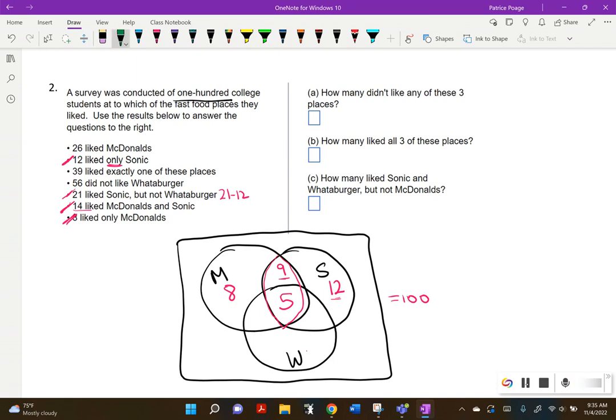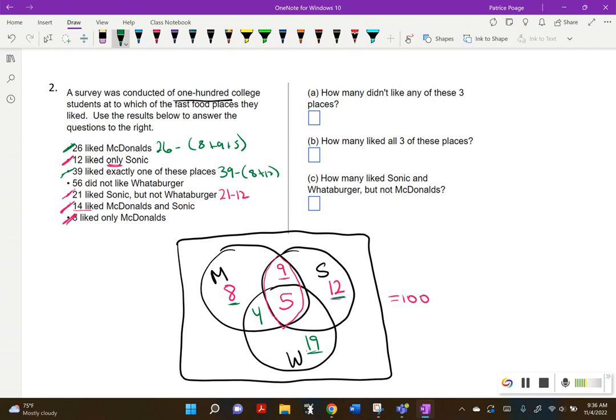It says 26 like McDonald's. I can do that one now because I have these numbers. So I can do 26 minus 8 plus 9 plus 5. And that's going to leave me with 4. 39 liked exactly one of these places. So they liked either 12, 8, or Whataburger only. And so I can do 39 minus 8 plus 12. And that leaves me with 19 right there.